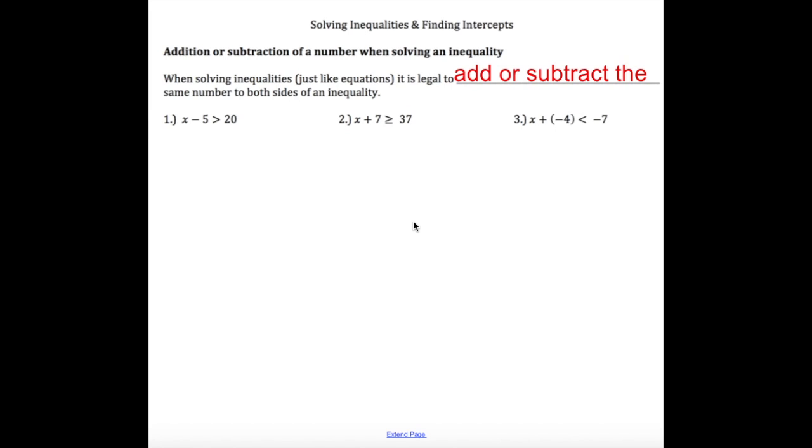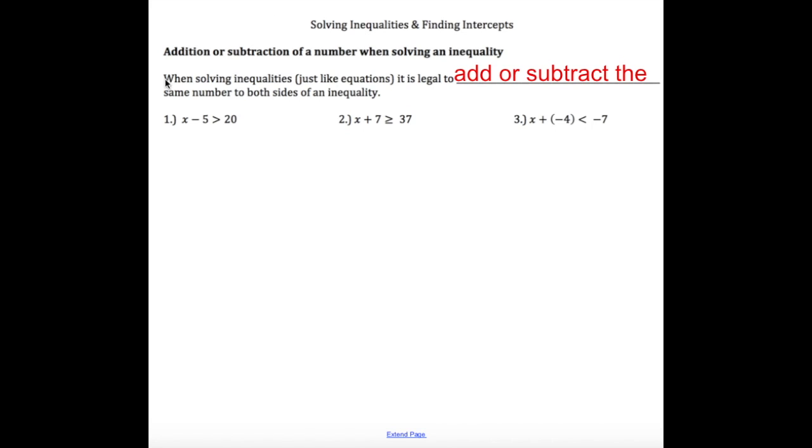And when solving inequalities, just like equations, it is legal to add or subtract the same number to both sides of the equation or the inequality. So let's do a couple examples completing those steps.